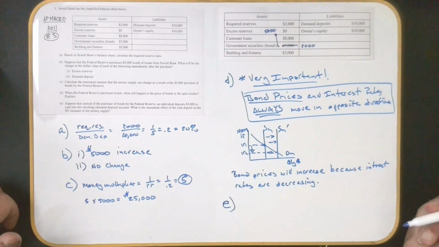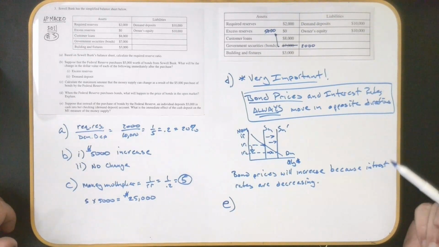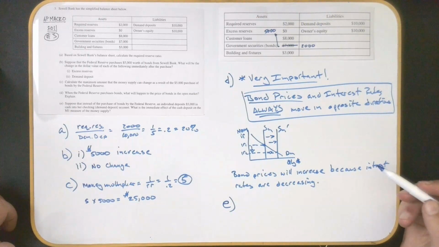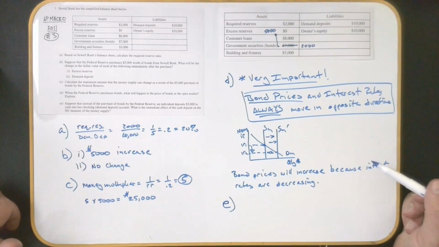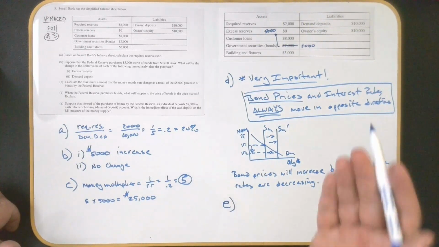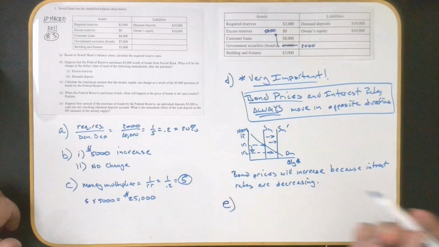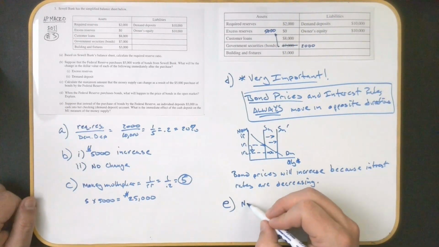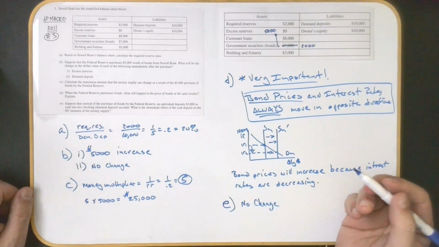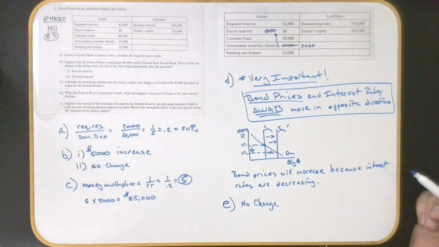All right, and then E. E is a little bit of an odd question. Suppose that instead of purchase of bonds by the Fed, an individual deposits $5,000 into the bank. So a new customer comes in, deposits $5,000. What is the immediate effect of the cash deposit on the M1 measure of the money supply? So you come in with cash, deposit $5,000. What happens to M1? Nothing. Because your M1 is cash. There's no change. It's a weird question. So they're just testing your vocab.